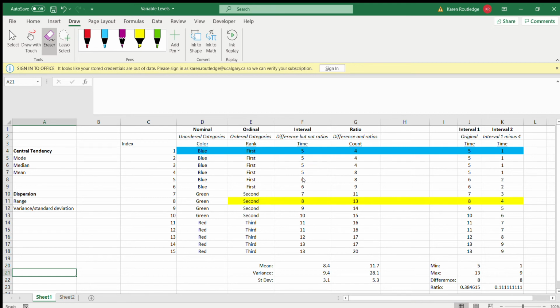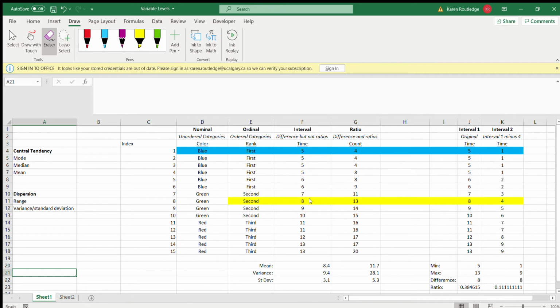So we can do 6 minus 5 and get 1. We can do 7 minus 6 and get 1. And 13 minus 13 and get 0, and that's all fine. So we can do addition and we can do subtraction. What we cannot do with interval level data is trust division, and technically multiplication, but division is really the big one. Ratios are not constant with interval level data.